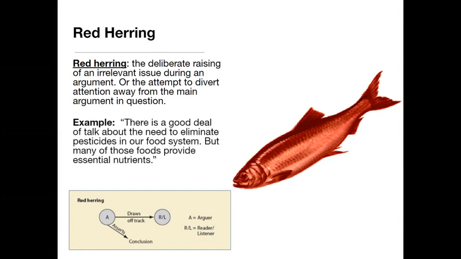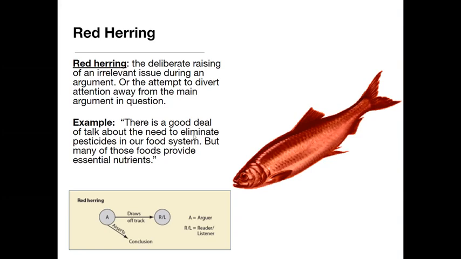So, for example, let's say somebody says, there is a good deal of talk about the need to eliminate pesticides or chemicals in our food system, but many of those foods provide essential nutrients. So what's going on here? Well, the issue is whether we should eliminate pesticides in food. The issue is not whether the food provides essential nutrients. I don't think anybody's denying that, right?